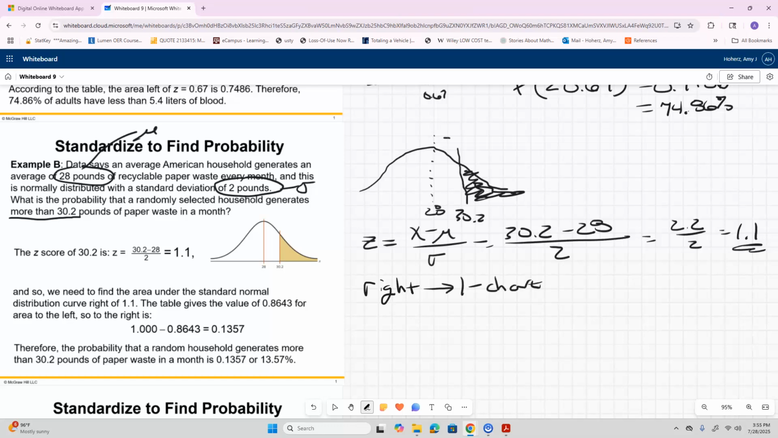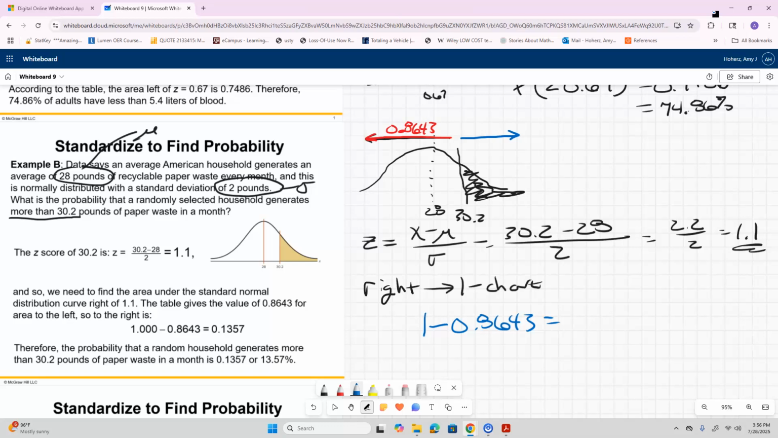Now remember, that's this way. So from here down, change colors here. From here down, we just found out that was 0.8643. But we don't want from here down, we want the other side of that, from here up. So in order to get that, we're going to take 1 minus that 0.8643, and that'll tell us that above that is the remaining, so we have about 86% that's below.